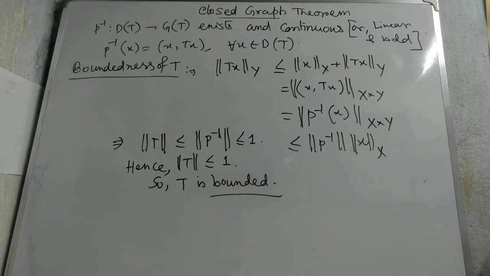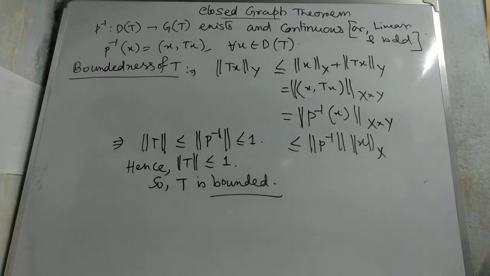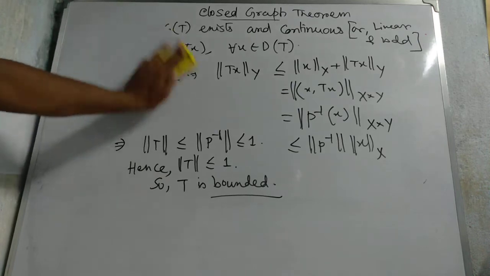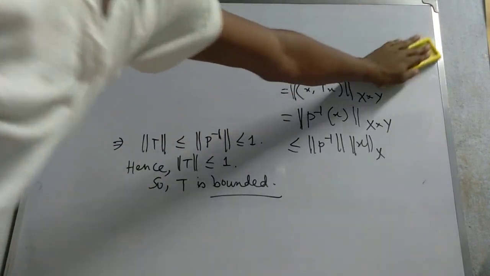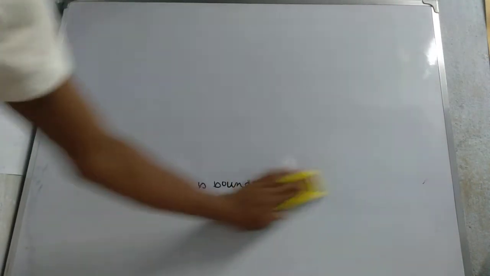Now we discuss the next thing. We proved the closed graph theorem. Now also we discuss some corollaries about this closed graph theorem. We erase this portion and then go to the corollaries.